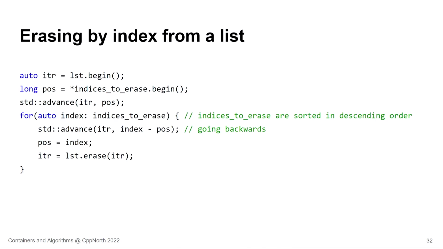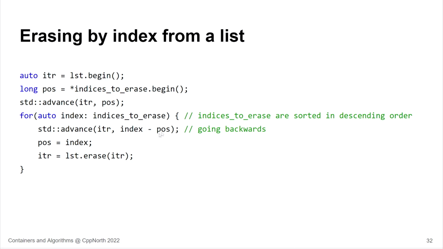So this is erasing by index from a list. We get the begin. We get the position of the first one to erase. We advance to the position. And again, this is from the end, because we got the indices from the end. Inside, we just run over all indices, and we advance the iterator back. It is going back here.